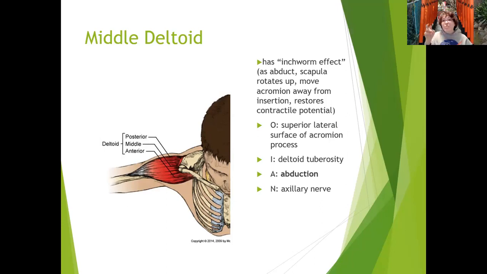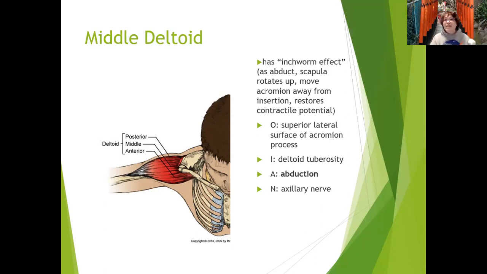It has what's known as the inchworm effect. So as you abduct, the deltoid gets shorter and shorter, and then the scapula rotates up to move the acromion away from the insertion, restoring the contractile potential of those actin and myosin fibers. So they contract, contract, contract, and then the scapula moves, gives them more room to contract. They contract, contract, contract. The scapula moves.